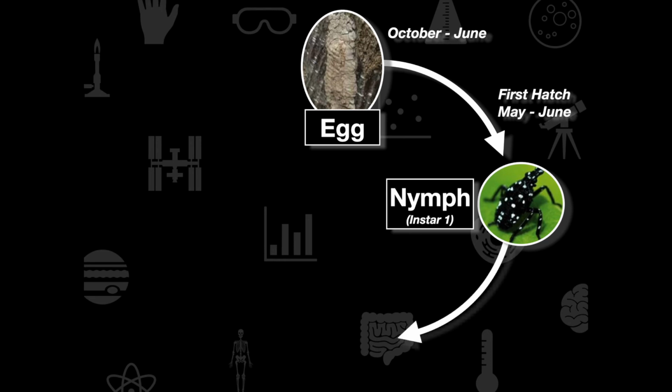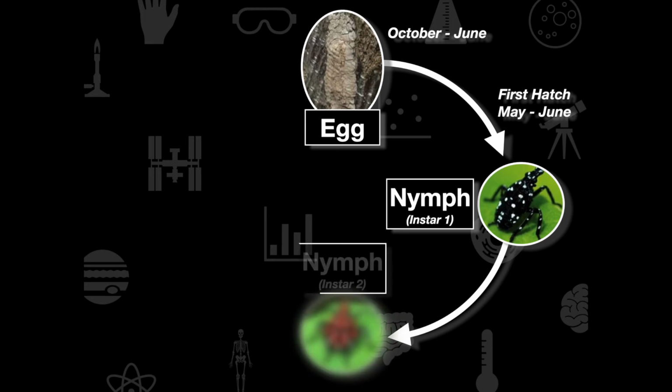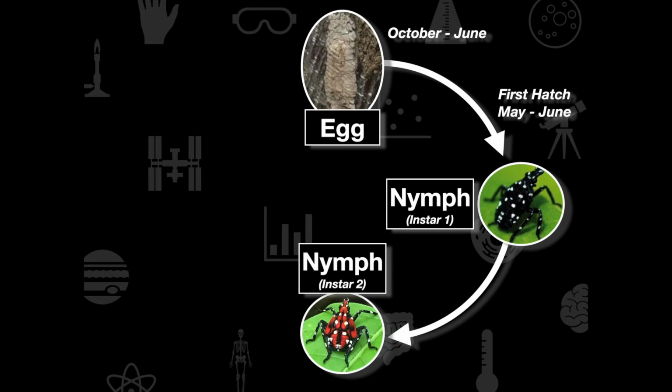Now, as we go from the first nymphal stage, we're going to move into the second, or the instar 2. And the body is going to turn red. It retains the white spots, but we're going to have black legs with a red body now. And we generally see this stage from June to about July. This is the shortest stage of the life cycle.